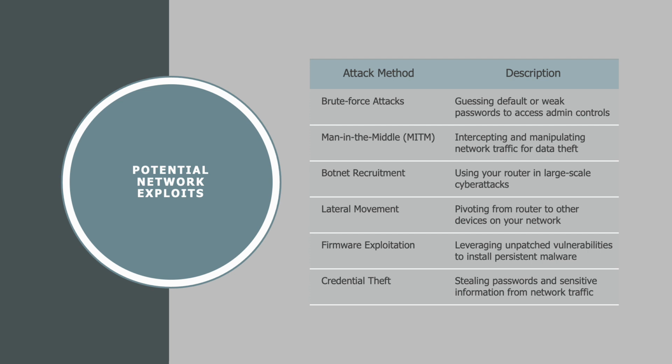They could do lateral movement, where they're able to move and pivot between the other devices and computers on your network if there are certain ports open in other areas that they can find vulnerabilities in. They can do firmware exploitation, leveraging unpatched vulnerabilities, because firmware is something that updates security, and if you don't update your firmware, there are exploits and security issues. And they can do credential theft by stealing your password and sensitive information from the traffic that they could sniff with the packet sniffer.